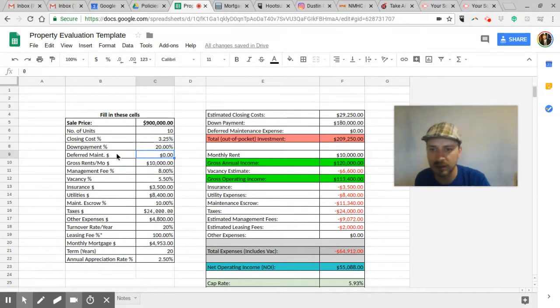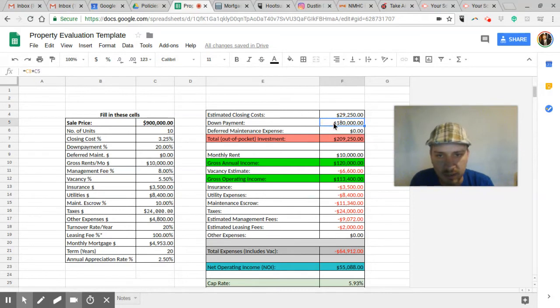Deferred maintenance. Now, the key thing here is that this is an out-of-pocket investment is what it wants to know here. So if you're going to buy the property, like let's say we're going to buy it for $800,000 and we're going to put $100,000 into it out of our pocket, then you would do it this way. And you see over here, it calculates that deferred maintenance expense as an out-of-pocket investment. So if you're financing any sort of rehab or deferred maintenance, you're going to just punch it in, add it into your sales price, like we did here. So see how deferred maintenance goes to zero.